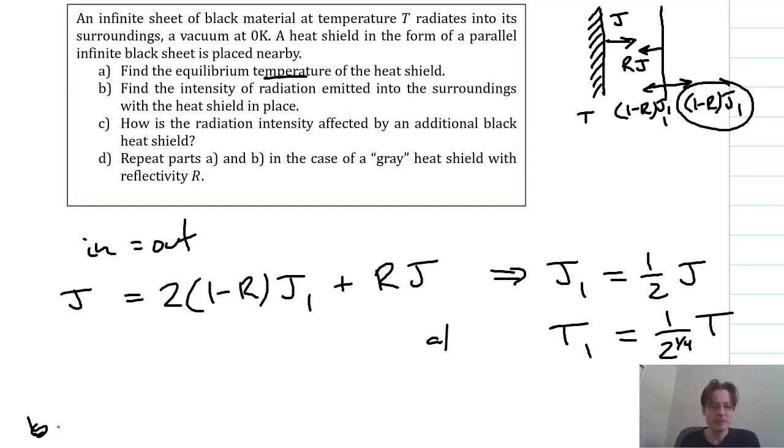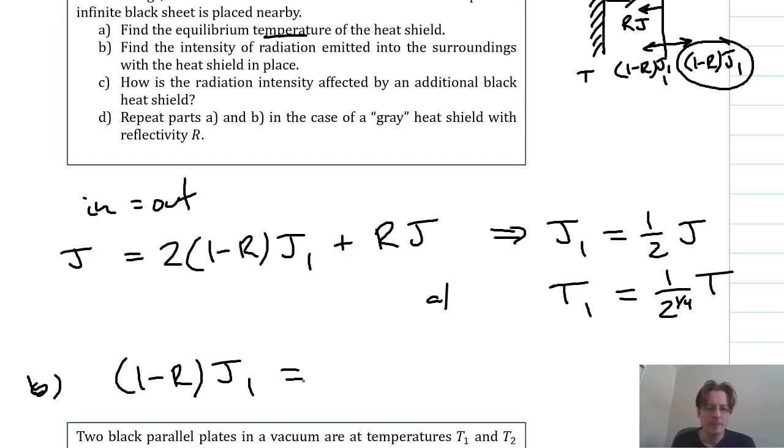For part B, we have that it's 1 minus R times J1. Remember that 1 minus R is the emission factor, the emissivity, which is equal to the absorptivity, which is 1 minus the reflection factor. And this is just 1/2 times 1 minus R times the energy flux from the star.